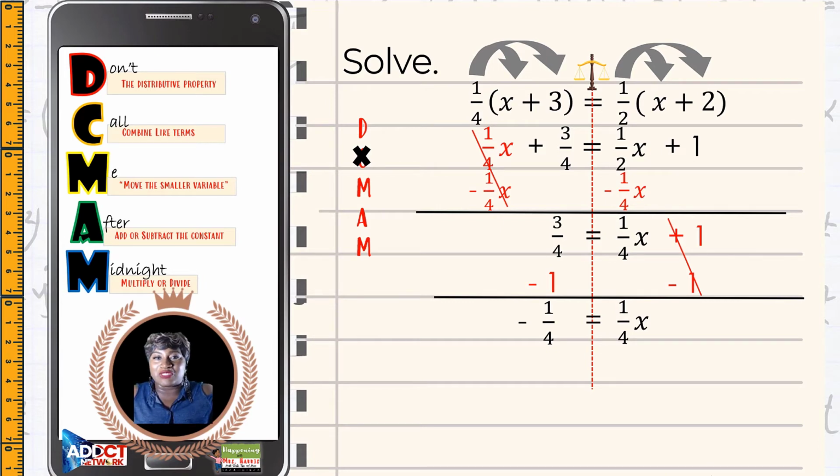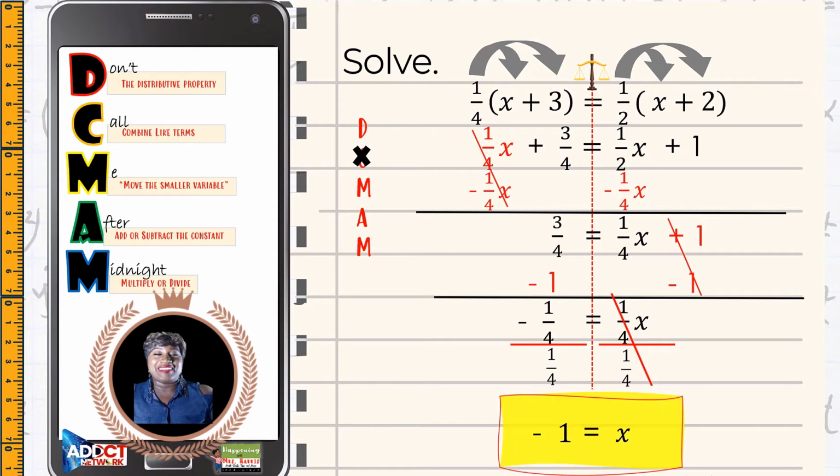So we're left with 1/4 times x. We'll use inverse operations. The inverse of multiplication is division. Therefore, we will divide both sides of the equal sign by +1/4. This will leave us with x equals -1/4 divided by +1/4 is -1. Our final solution is x equals -1.